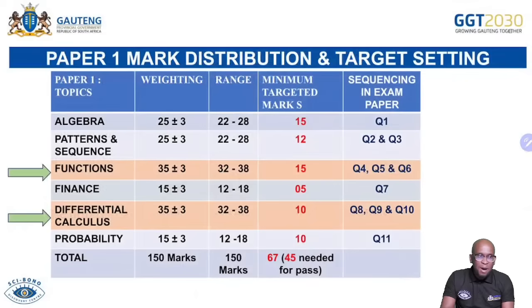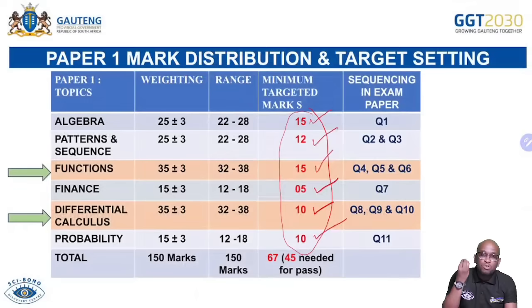You can see the minimum targeted marks here. For algebra, you can target a minimum of 15 marks. And then for patterns and sequences, a minimum of 12, functions 15, 5, 10, and 10. If you reach those particular targets, then you'll be able to get 67 marks and you only need 45 marks to pass. Remember, this is the minimum target for just a pass, all right?